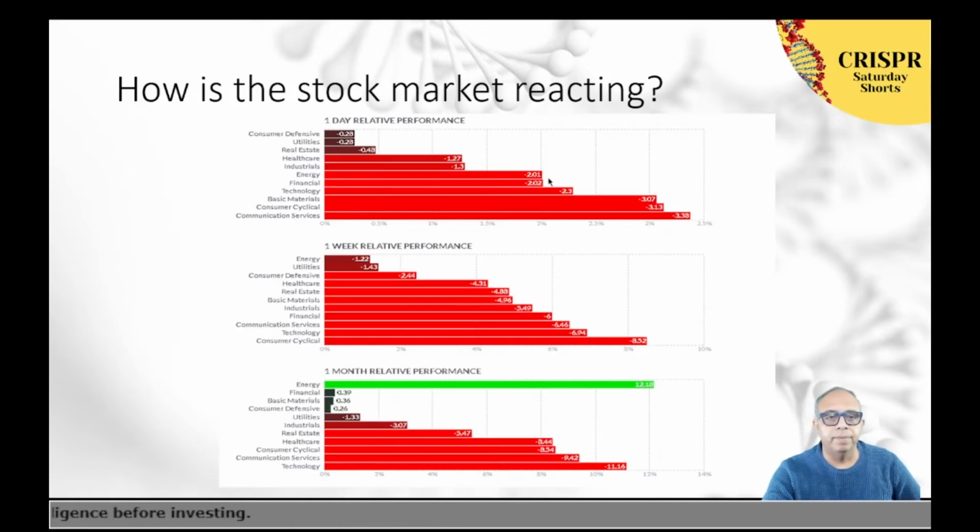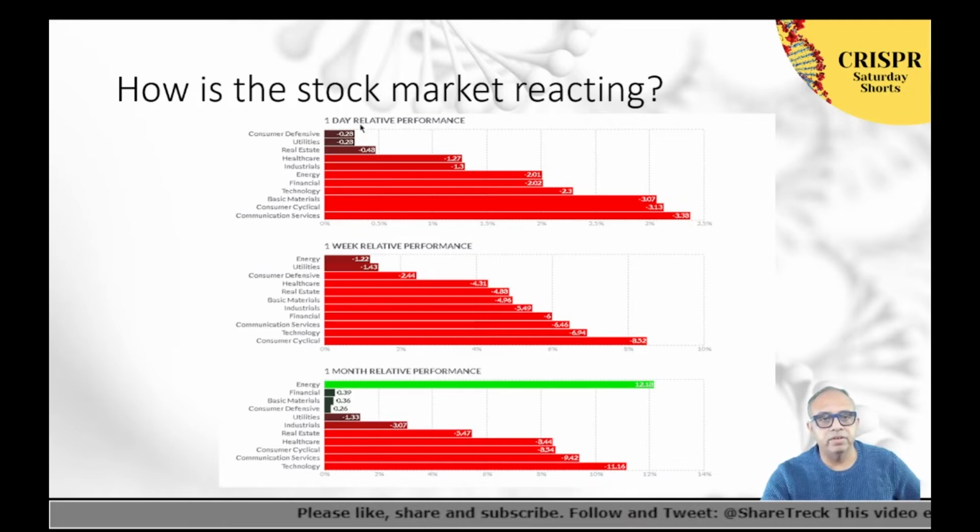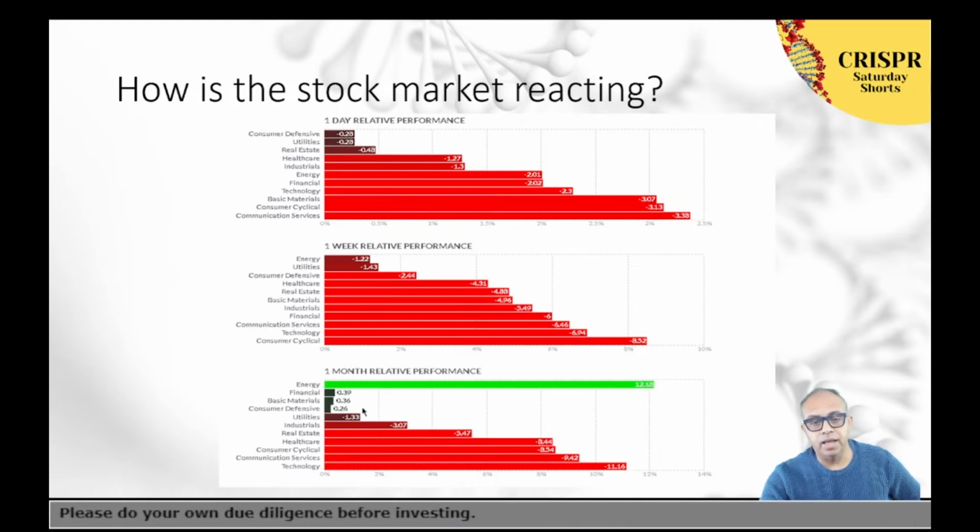So if you had to look at the one-day relative performance, 1 week relative performance, and one month relative performance of various sectors of the market, you would see that consumer defensive, utilities and real estate are doing better than all the other sectors in the market, including energy. This is a 1 day, so this is the latest read. If you look at a 1 week relative performance, energy has been doing the best, followed by utilities. And if you look at a 1 month relative performance, energy has been doing the best as compared to all other sectors of the economy.